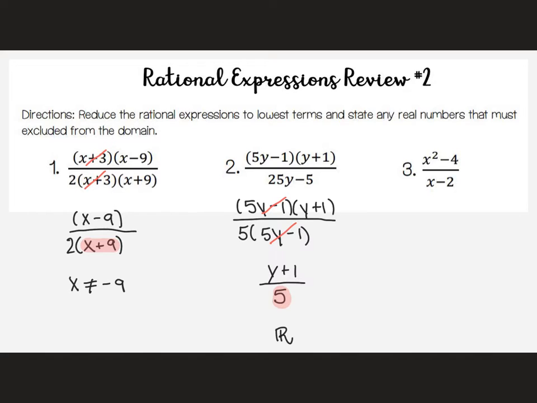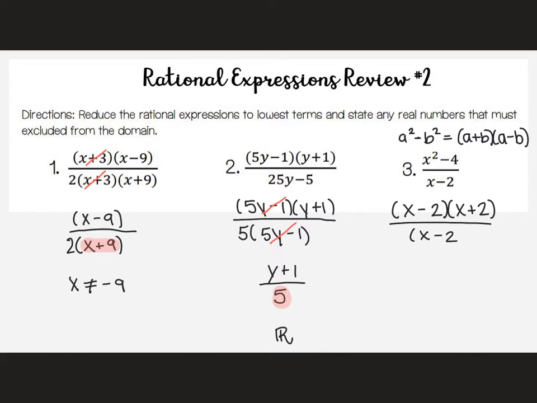In the last example, again, we need to check if we can factor. So the numerator is a difference of squares problem. And just as a reminder, difference of squares, the formula looks like this. And so when I factor, I would have x minus 2, x plus 2. After I factor, I look at any common factors. So I have x minus 2 in the numerator and denominator, so those will cancel out. And I have x plus 2 remaining.